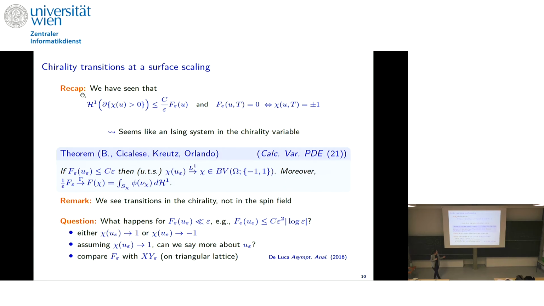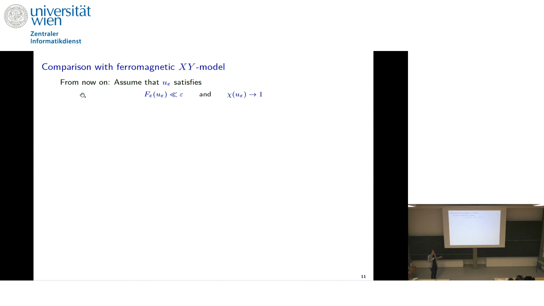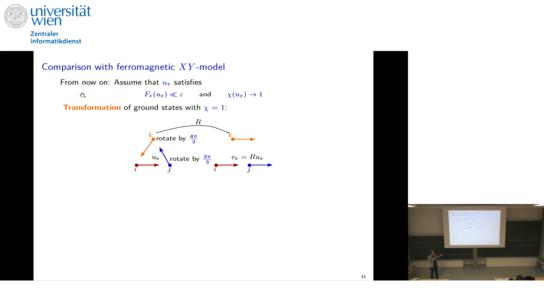Yes. So this would be the goal, to find a suitable change of variables so that you can compare your antiferromagnetic XY with the ferromagnetic XY on triangular lattice. Okay. Questions so far? Okay, then. This is from now on my assumption. I'm assuming that I'm allowed to deviate from my ground state by less than epsilon, and my chirality will go to 1.